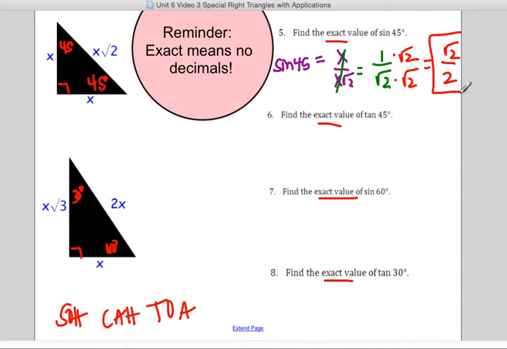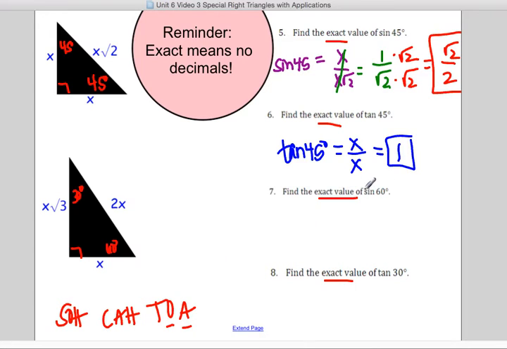Now we're going to go ahead and find the exact value for tangent. Tangent of 45, so that means I'm looking at my 45-degree angle. Tangent's opposite over adjacent. Looking at this 45-degree angle, it doesn't matter which 45-degree angle I look at, I'm going to get the same answer. Tangent is opposite, so x over my adjacent x. So I have x over x, which is equal to 1. So my tangent of 45 equals 1.